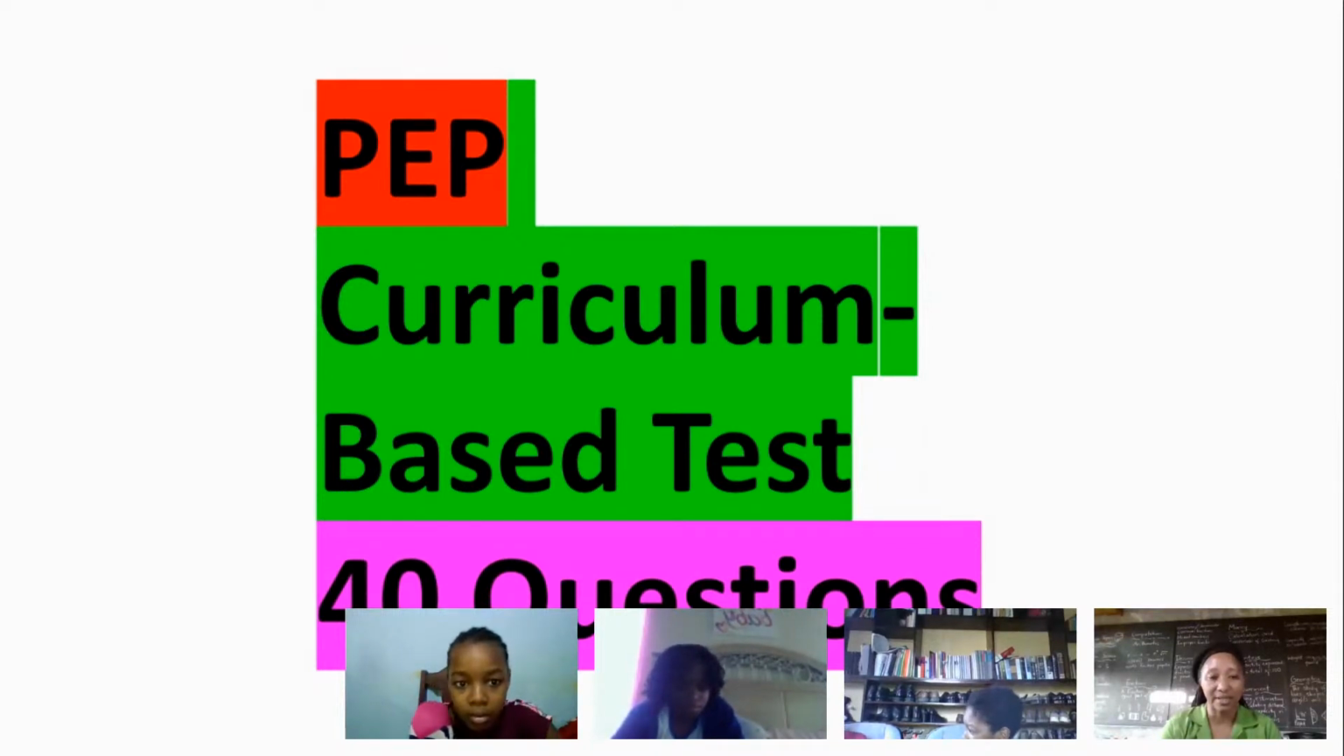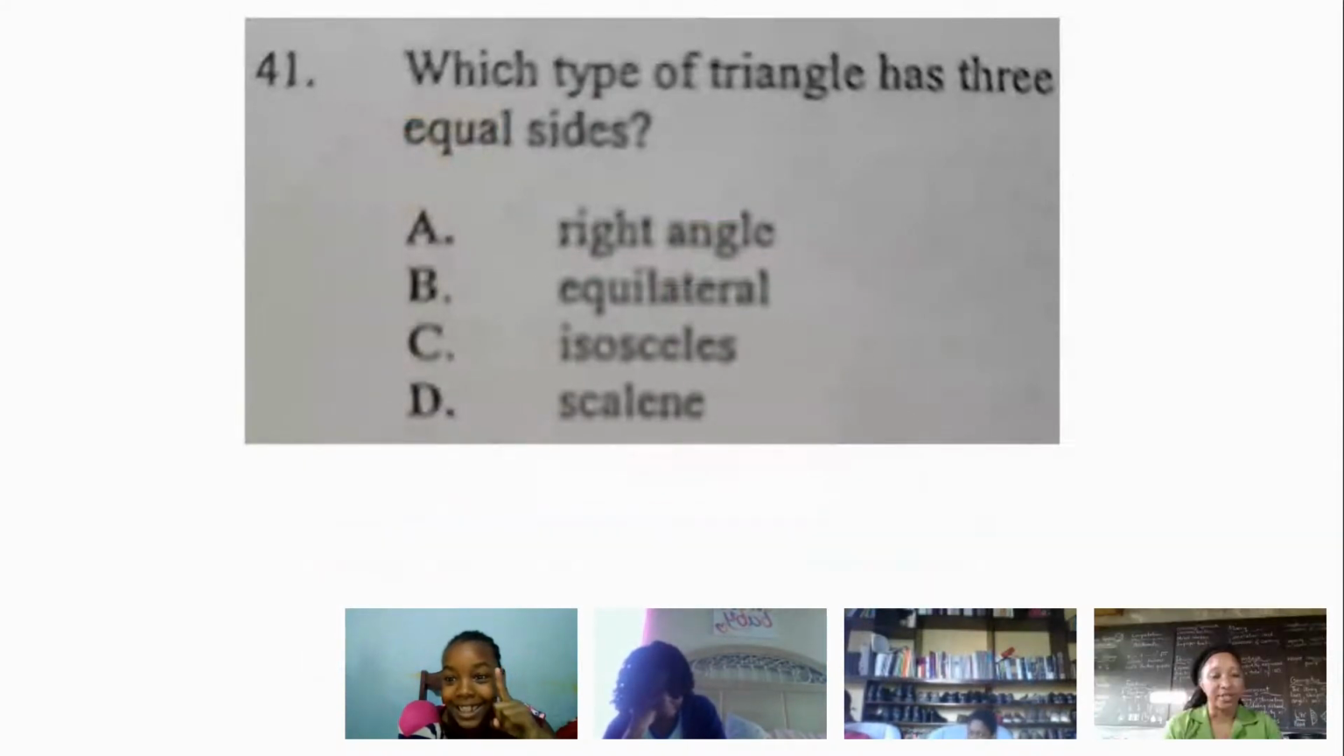Okay, so are you able to see the screen? Yes, Miss. All right, so it's 40 questions. And let's go to question 41. Which type of triangle has 3 equal sides? Miss, type B. Equilateral. All right, so that's correct. 3 equal sides, that's B, equilateral.